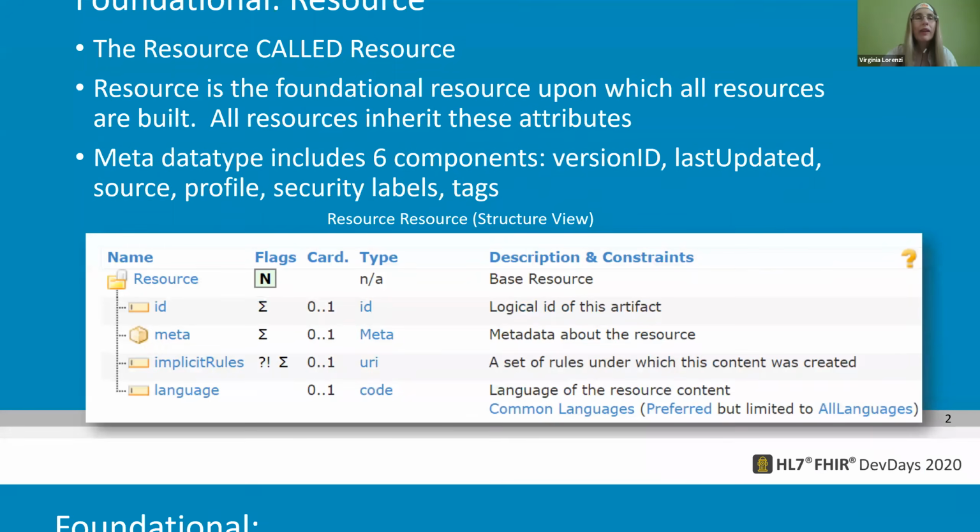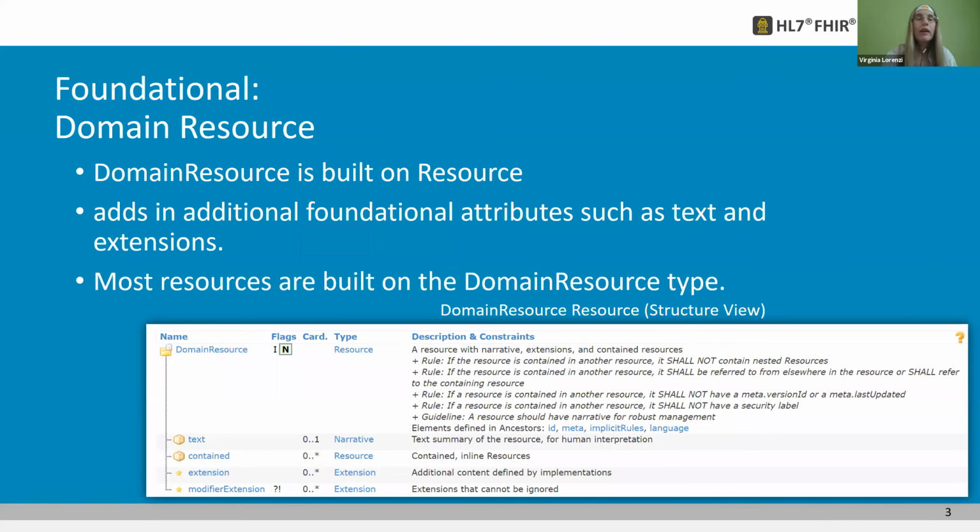Moving on, we have the domain resource. Domain resource is built on top of resource, which means it's inheriting the attributes from resource, and it adds additional foundational attributes such as text, which allows us to have a narrative for every resource, and the ability to do extensions, which is a way that we can extend FHIR for different implementations. Most resources are built on the domain resource type, which means they inherit the fields from domain resource, which inherits the fields from resource.